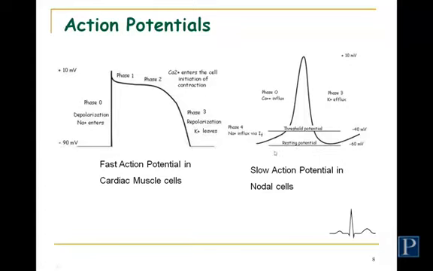The other big difference here is that phase 0 in the muscle cells is due to sodium influx. In the nodal cells, it's because of calcium influx. Those sodium channels are already turned off and inactivated. You'll notice too, over here, that there is a true resting membrane potential. It stays at minus 90 until you depolarize it, and it goes up pretty quick.